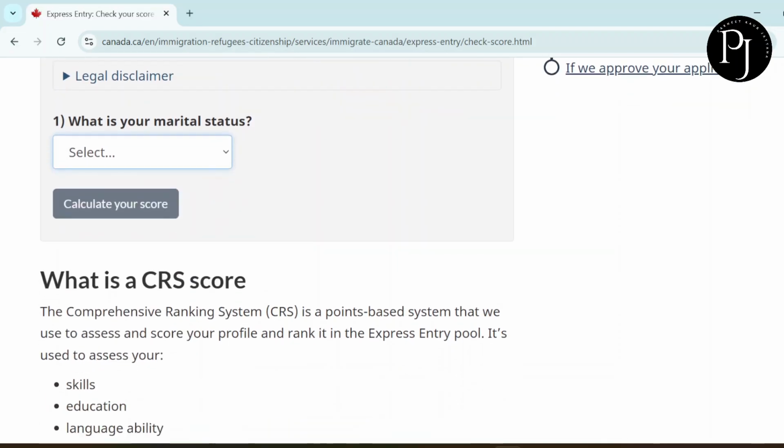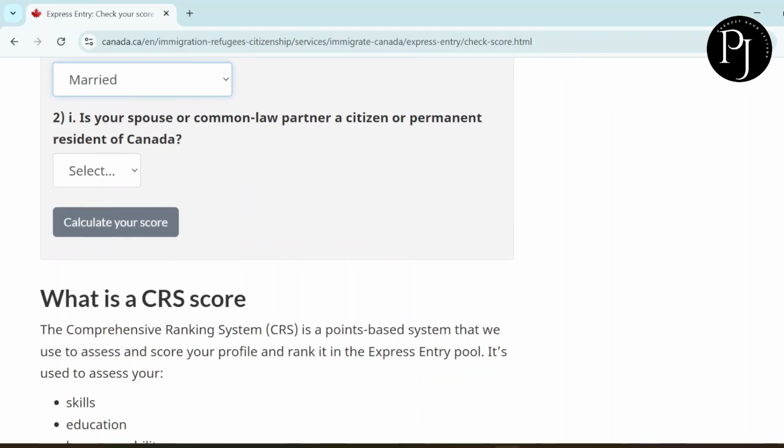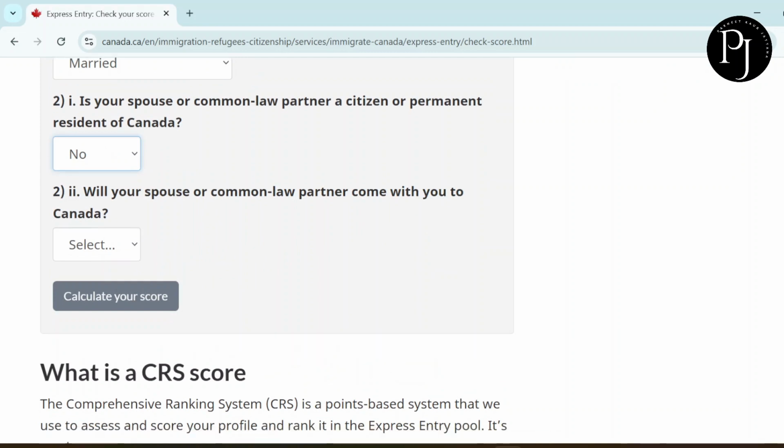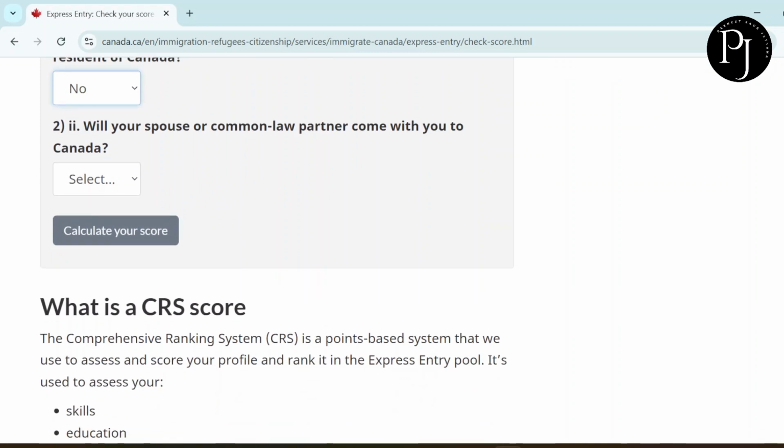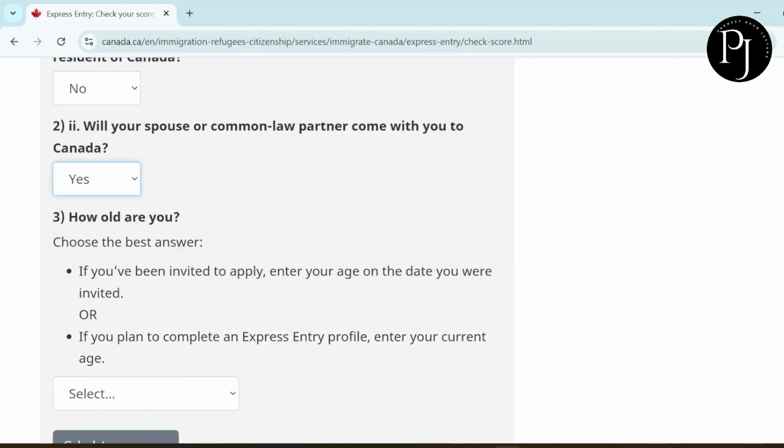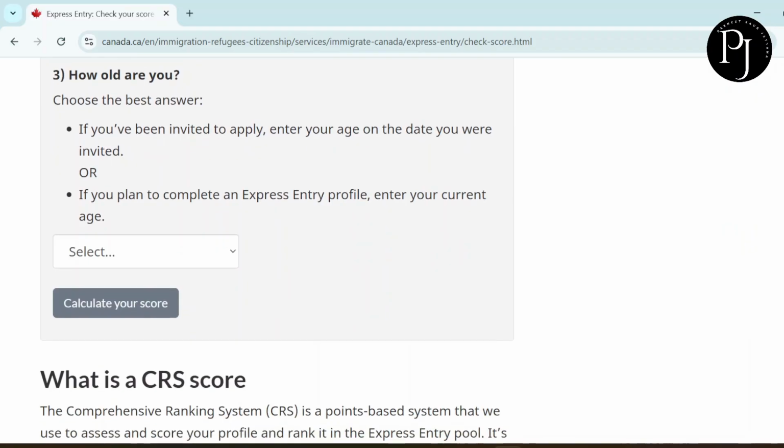So what is your marital status? Married. Is your spouse or common law partner a citizen or a permanent resident? No. Will your spouse or common law partner come with you to Canada? So if you're considering your spouse in your application, then say yes. How old are you?